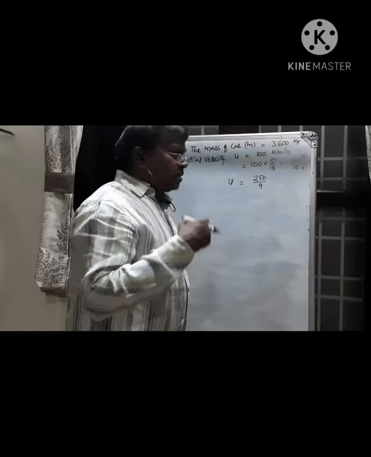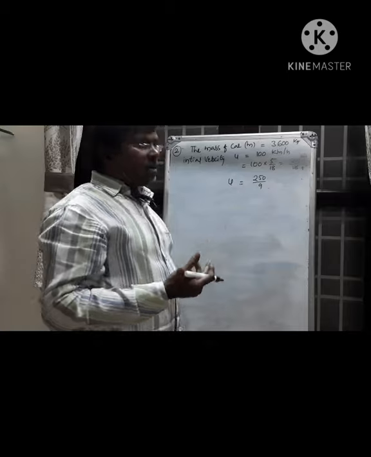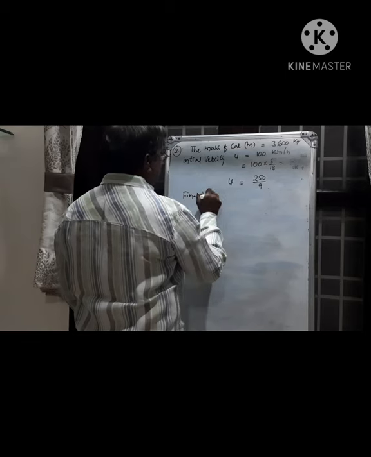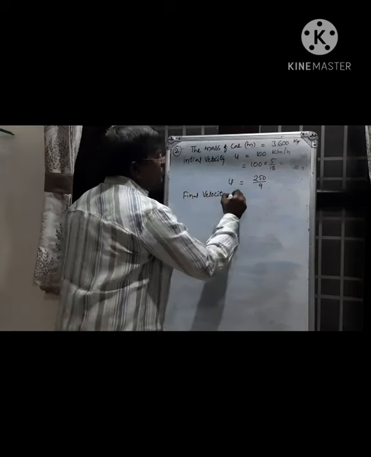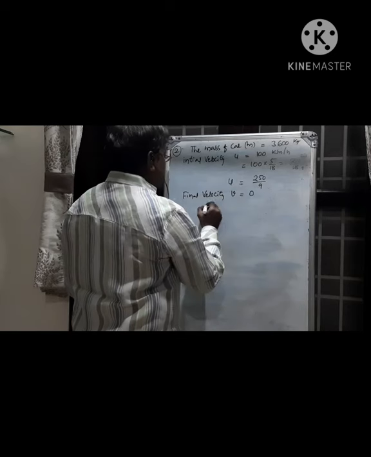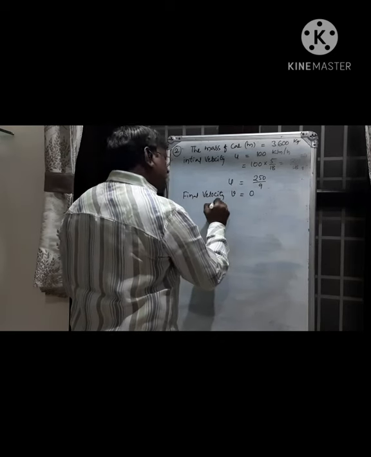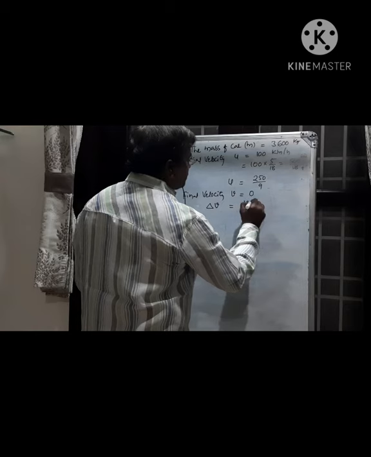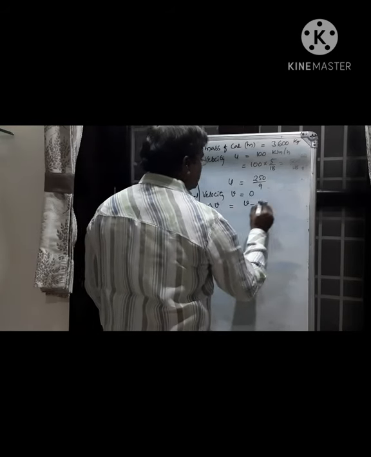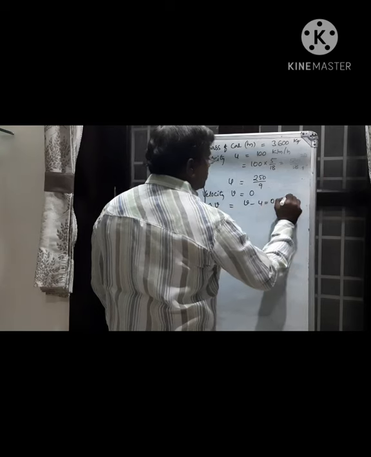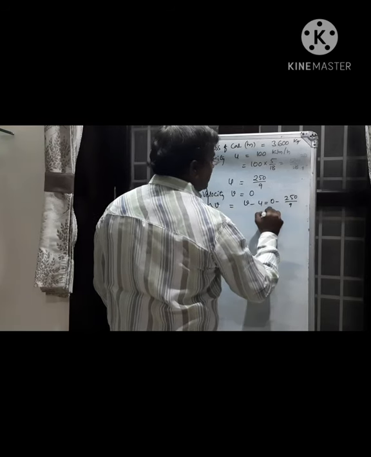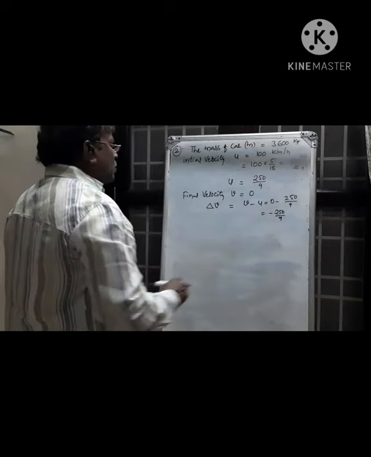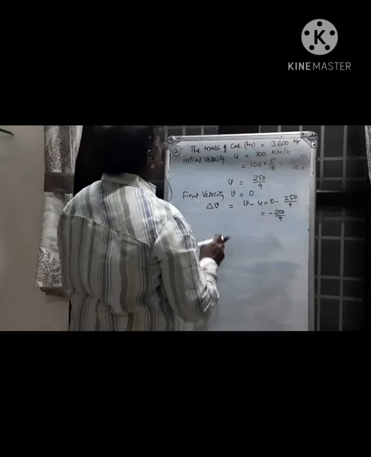So after hitting the wall, the car comes to rest. That is, the final velocity of the car is 0. Let us say V is 0, then the change in velocity, V minus U, is equal to 0 minus 250 by 9, that is minus 250 by 9. Okay, note this minus also, it is there. I will tell you its importance.